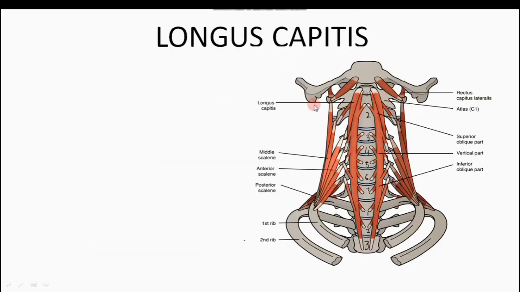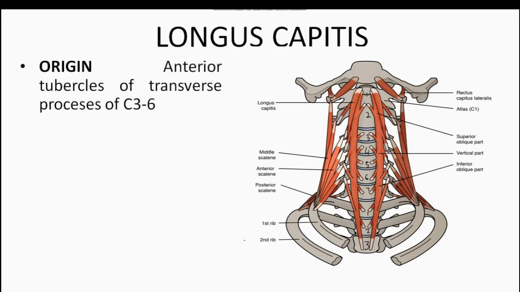Longus capitis. See, this is the longus capitis. The fibers of this longus capitis originate from the anterior tubercle of the transverse process of C6. Here, this is the transverse process and its anterior tubercle.